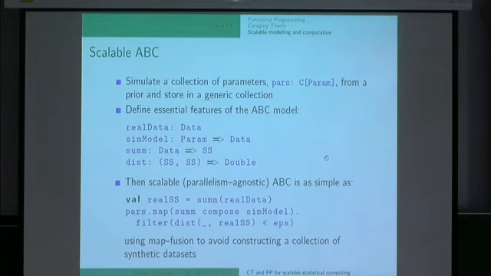And notice here we've used map fusion to avoid constructing a collection of synthetic data sets, because your synthetic data sets might be huge, whereas your summary statistics might be small. So you don't want to create a huge collection of data sets. You only want the collection of summary statistics. Okay, so that's ABC in kind of one line of code.